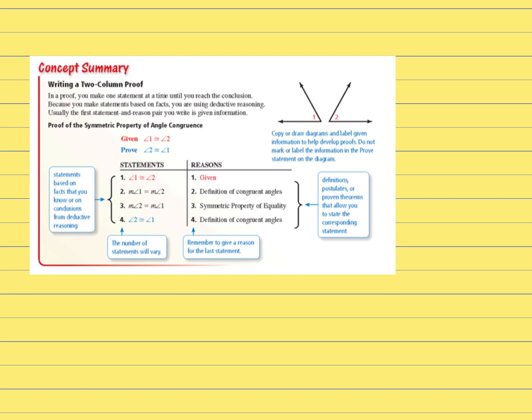Alright, so proof of the symmetric property of angle congruence. Again, using the steps, we are given that angle 1 and angle 2 are congruent. That's given. Definition of congruence means that angle 1 and angle 2 are equal. So then we can use the symmetric property and just switch the order of those. Angle 2 is equal to angle 1, and then by use of the definition of congruent angles, we can come to the conclusion that angle 2 is congruent with angle 1.